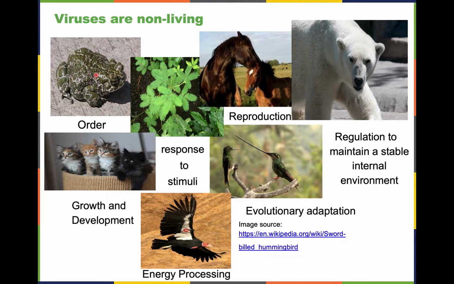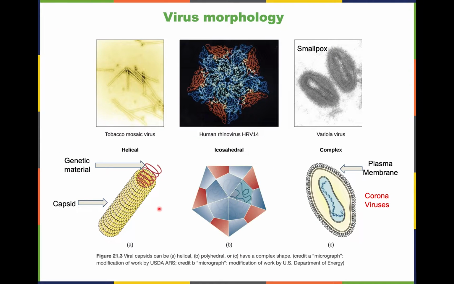Otherwise, they have order, and they can reproduce, even though they need a host. They are capable of evolutionary adaptation, and they can start from simpler structures inside the cell and then build up to make the final virus. But the reason they're not considered living is that there is at least one of these things they cannot do on their own. They need a host. So viruses have different morphologies.